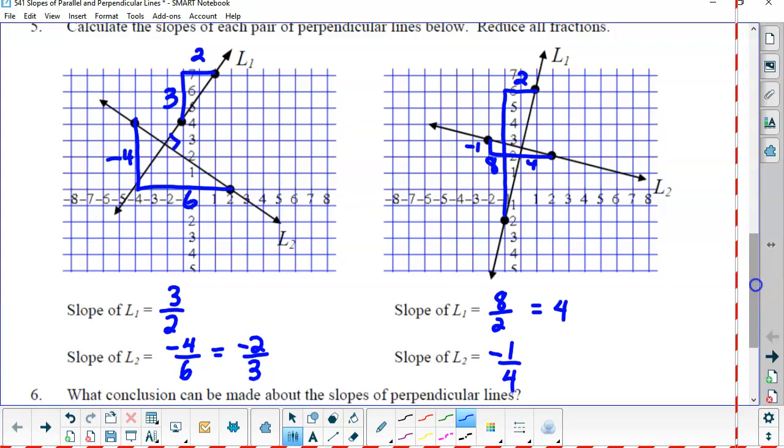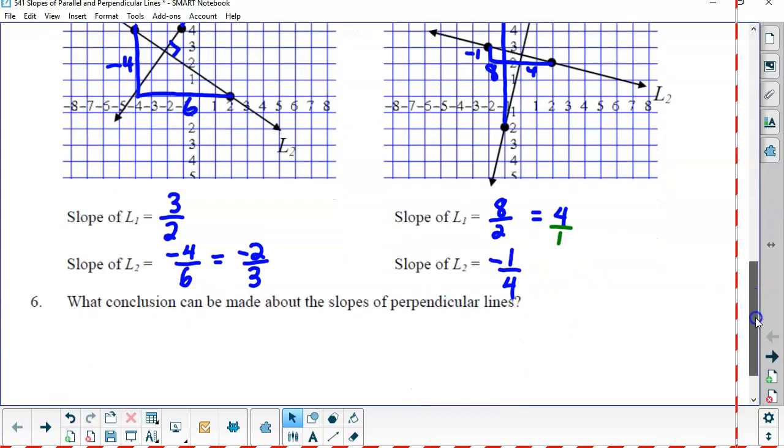Okay, so based on what we were talking about before, notice how one is positive, one is negative. One is positive, one is negative. If you take a look at the actual fraction, 3 over 2, and you take the reciprocal of that, that's 2 over 3. Here, this is 4. Remember, 4 is the same as 4 over 1. The reciprocal of 4 over 1 is 1 over 4. So that goes back to what we predicted: for slopes of perpendicular lines, the fastest way to say it is they are negative reciprocals of each other.